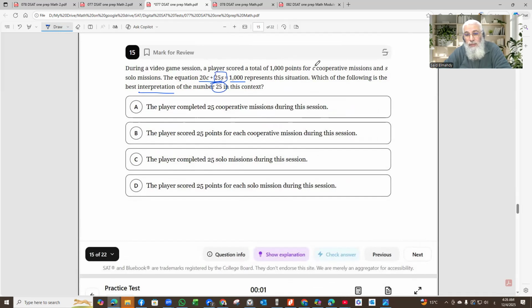25 goes with S. S is solo missions. So solo mission points is 25 for each solo mission. The player completed 25 cooperative missions? No. The player scored 25 points for each cooperative? No, this is not correct. The player completed 25 solo? No. The player scored 25 points for each solo? Yes. So each solo mission gives 25 points.